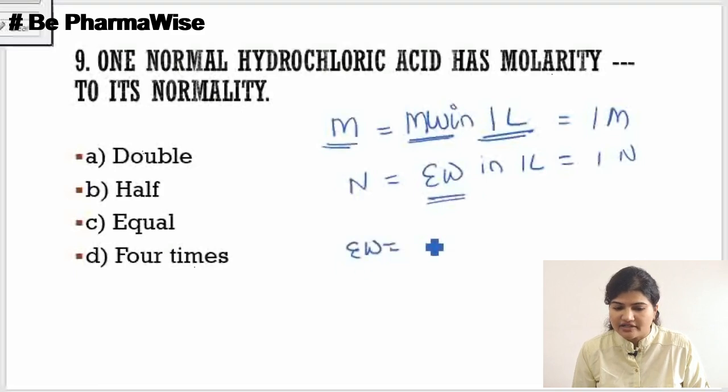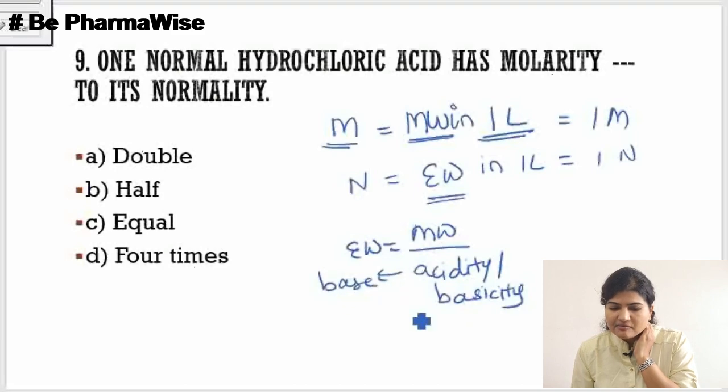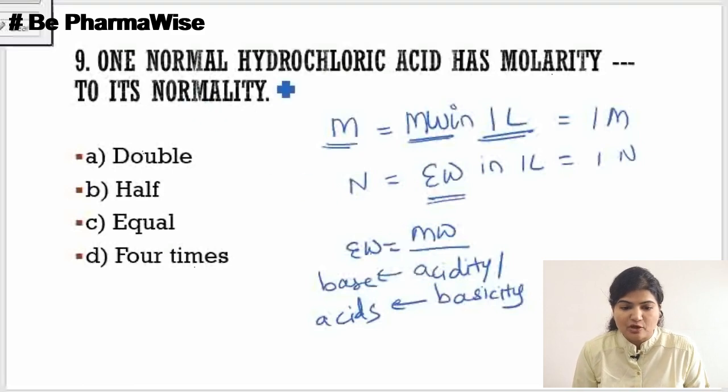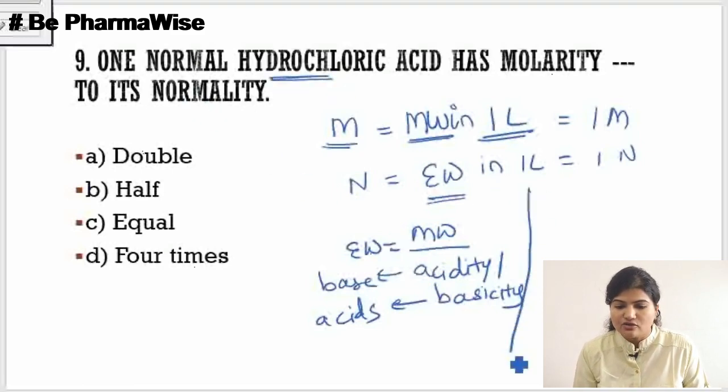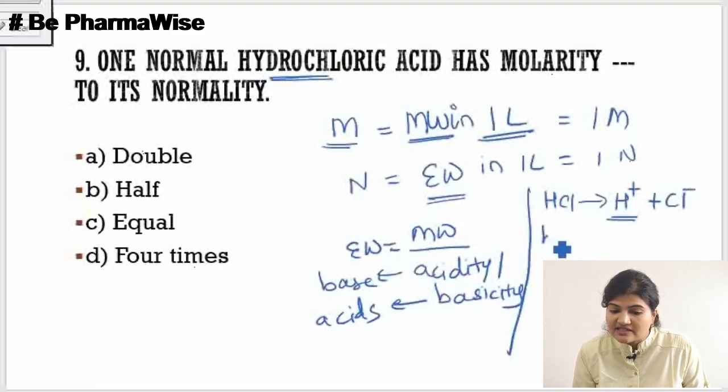Equivalent weight is calculated for acids and bases, I am talking about, by dividing the molecular weight by either acidity or basicity. Now what is acidity, basicity? Acidity is for bases and basicity is for acids. Let me take the example of hydrochloric acid. Now see, hydrochloric acid, when it dissociates, it produces one H plus ion and one Cl minus ion. So one H plus ion it is producing, so its basicity is 1.